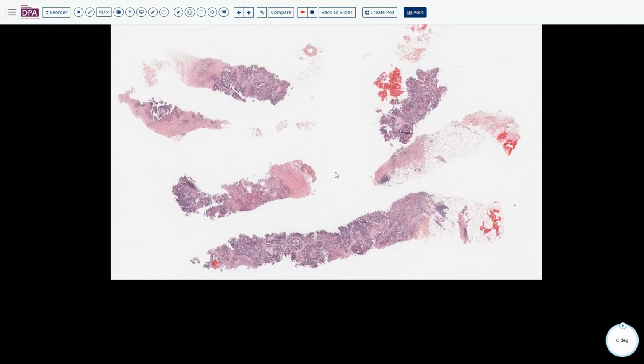Okay, next one. This one I do give you a staining, ER PR positive.